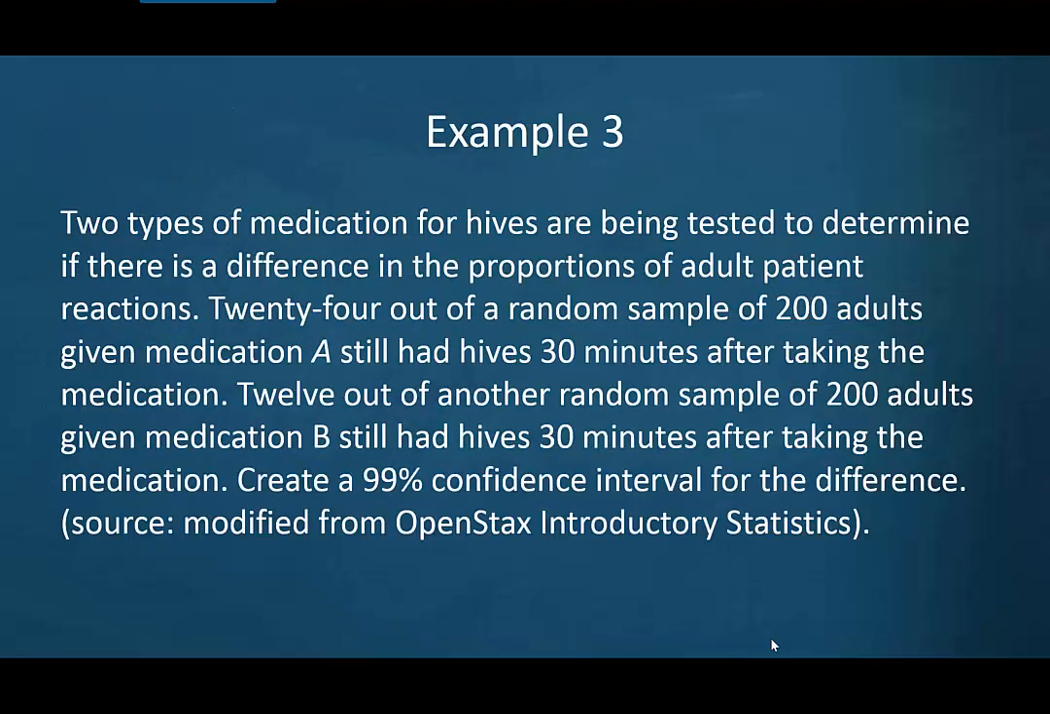Example 3. Two types of medication for hives are being tested to determine if there's a difference in proportion of adult patient reactions. So 24 out of a random sample of 200 adults given medication A still had hives 30 minutes after taking the medication. 12 out of another random sample of 200 adults given medication B still had hives 30 minutes after taking the medication. So create a 99% confidence interval for the difference.